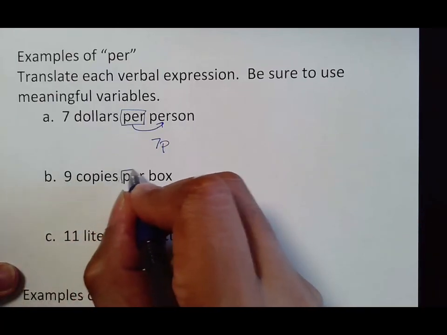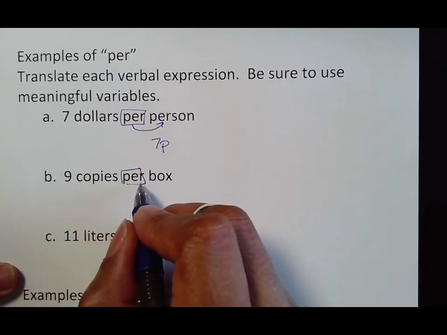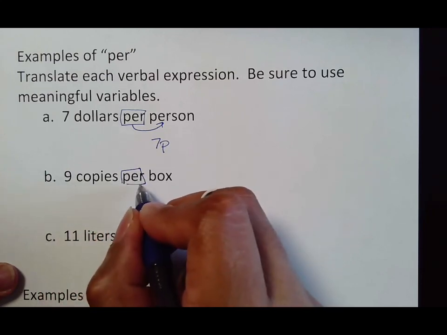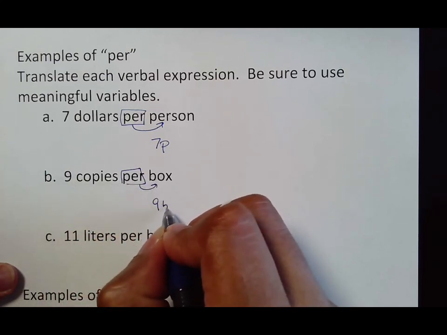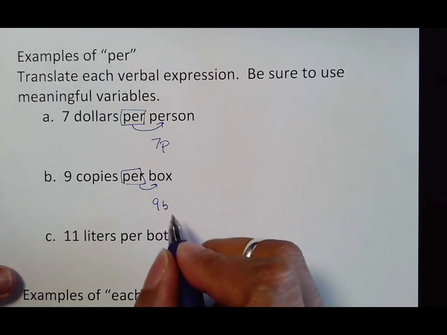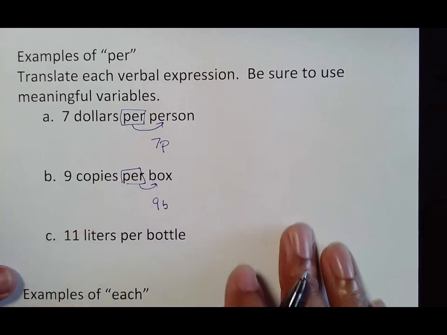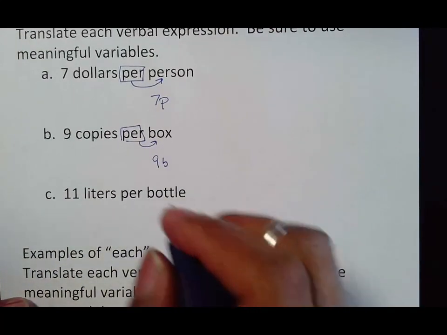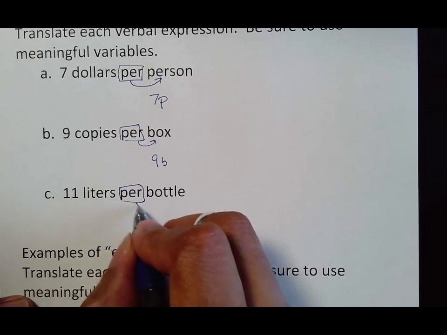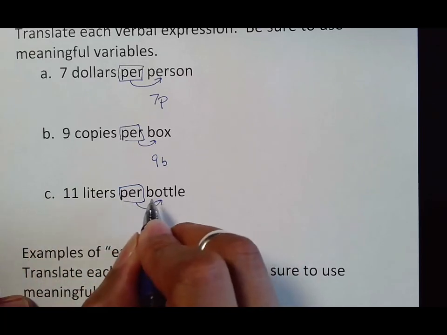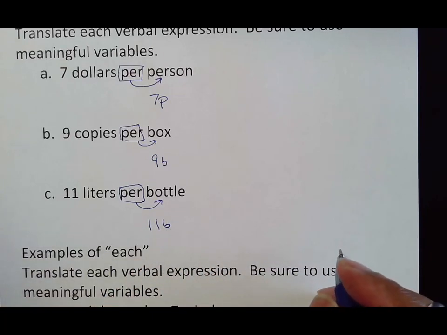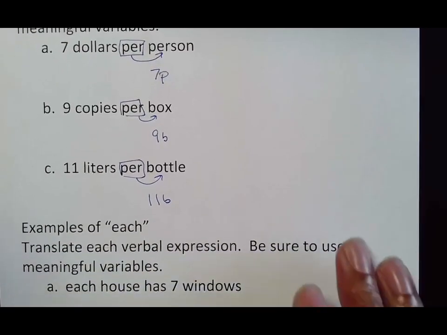9 copies per box. Again, per means multiply. So you're going to multiply 9 times whatever you're perring. So per box means you're going to put 9b because it's 9 times the number of boxes. 11 liters per bottle. Per here means multiply. Per bottle means you're going to multiply the number by b. So it's just 11b.